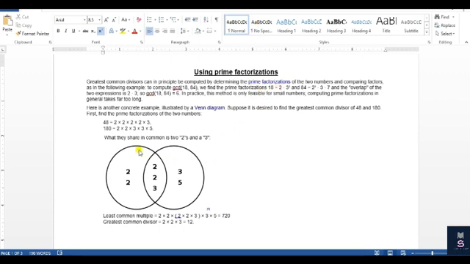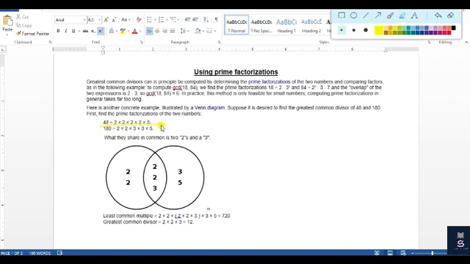prime factorization. For example, if I want to find the GCD of two numbers, say 48 and 180, the prime factorization of 48 is 2 into 2 into 2 into 2 into 3, and 180 is 2 into 2 into 3 into 3 into 5. This is the Venn diagram representation of the two factorizations. So you can see here, what is the common factor?